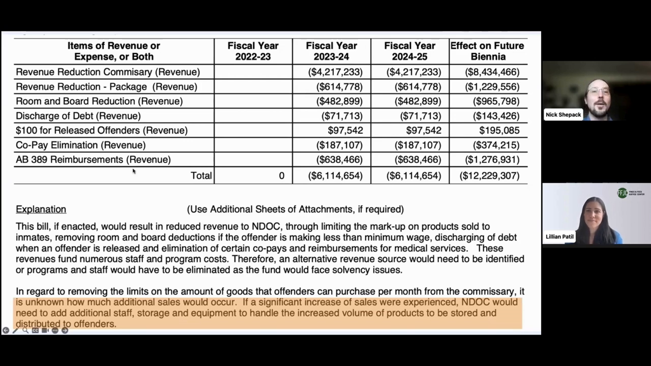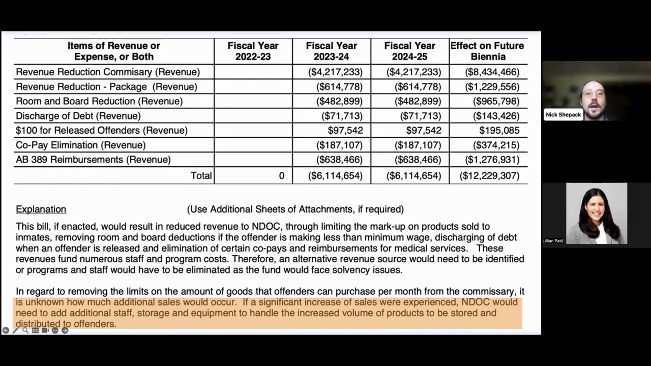Thank you, Lillian, and hello, everyone. Thank you for having me. As mentioned, my name is Nick Shepak. I'm the State Deputy Director of the Fines and Fees Justice Center here in Nevada.